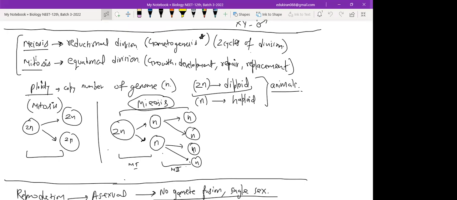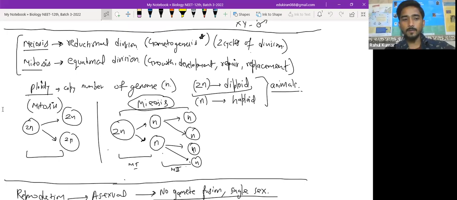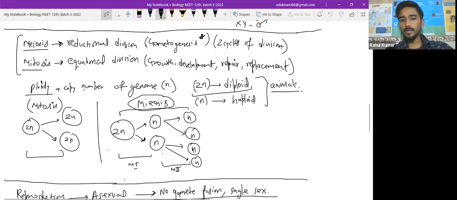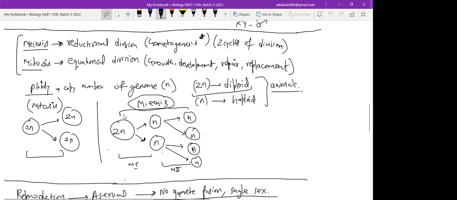Mitosis is called equational division because it divides equally. What does it divide equally? The cell divides into equal daughter cells, like two cells divided into four. Would anyone like to add something to Fatima's statement?